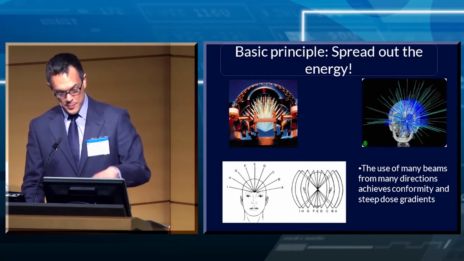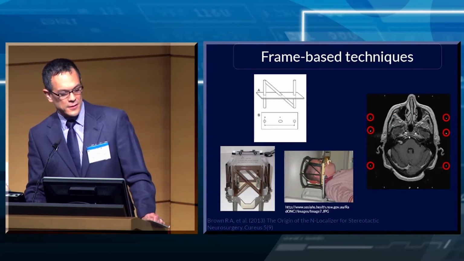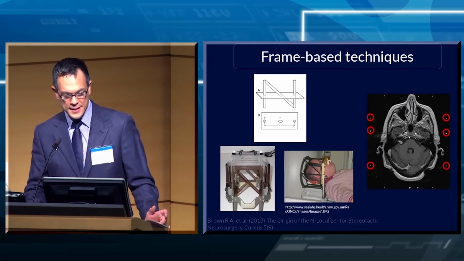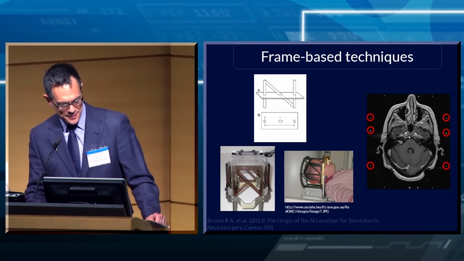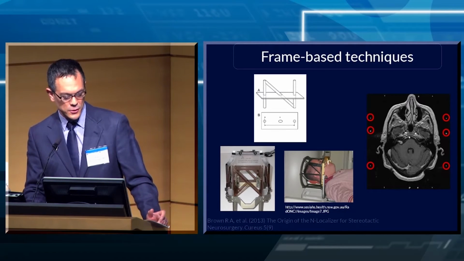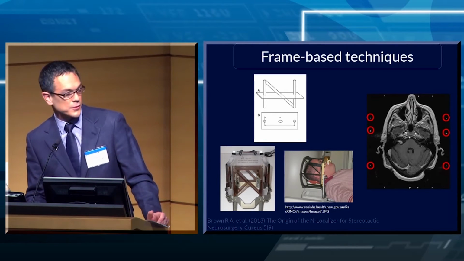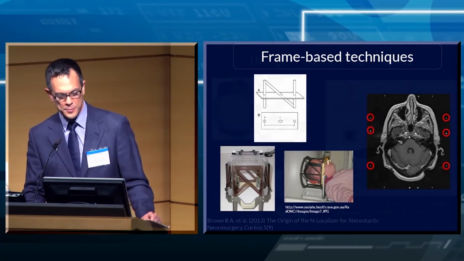That principle, spread out the energy, have all the beams aimed at a point, doesn't do you a lot of good unless you actually know where you're pointing that focus. There are a couple of techniques for doing this. One is a frame-based technique, where the patient has a frame put on their head. The frame has a localizer box, and the localizer box has a pattern that shows up as fiducials on the image. By knowing where these fiducials are, we know where we are in three-dimensional space, so we know where we're going to point the focus of all those beams.